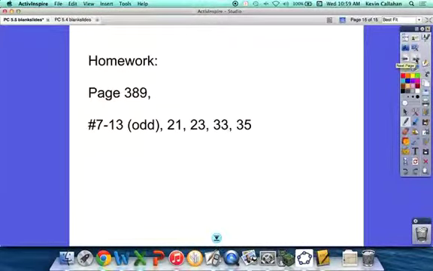Mostly it's focused on the sum and difference formulas. There are a couple at the end which are using the half angle formulas just to find an exact value, but that shouldn't be too tough.